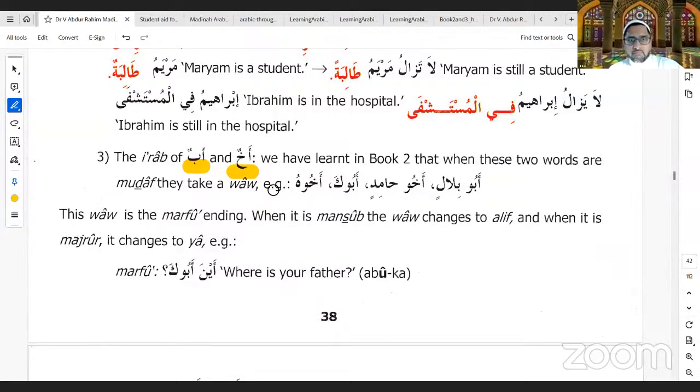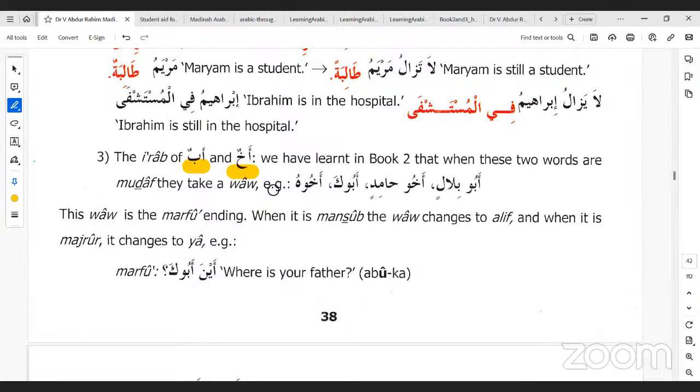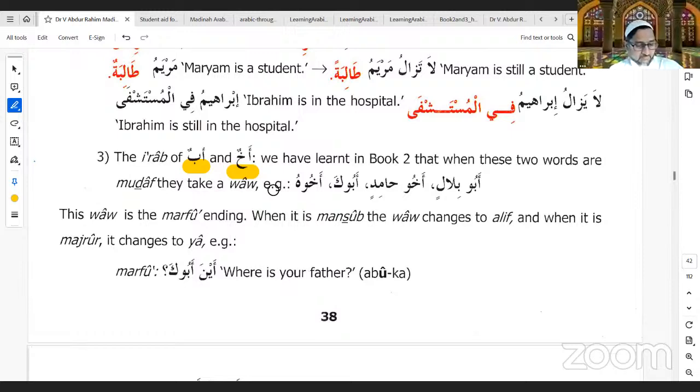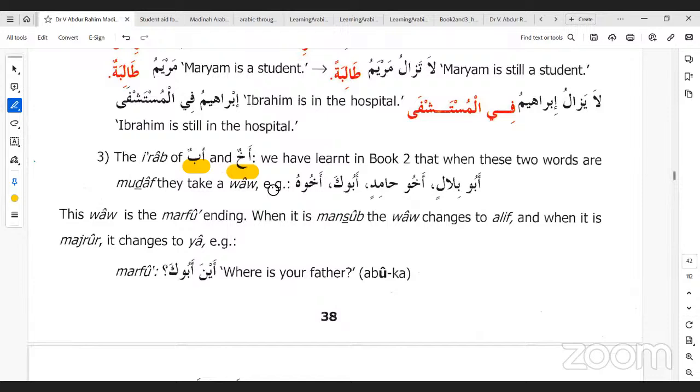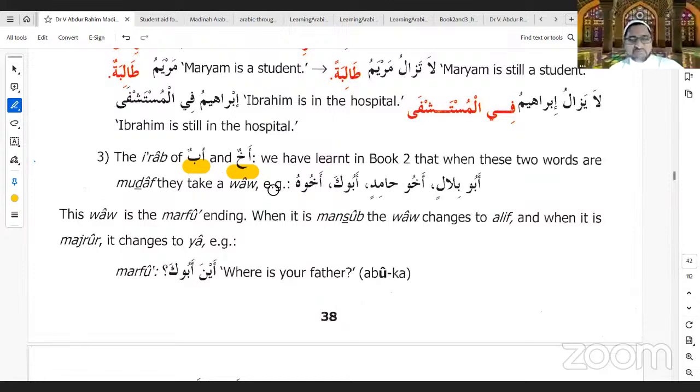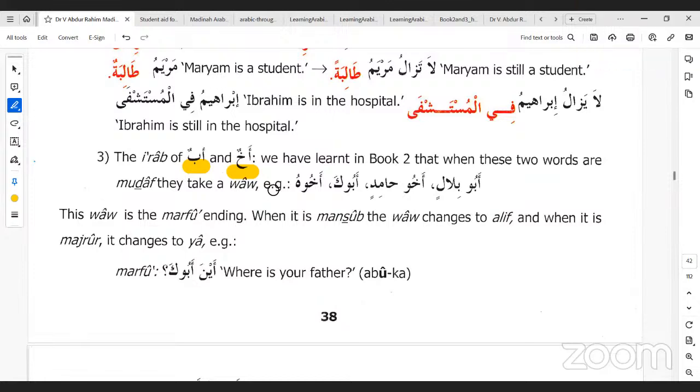And when they come as objects and these nouns are mudhaf, what does the waw change to? If I said, I saw your brother, for example, if I said to Sister Zabunisa, I saw your brother, Ra'aytu, would it be akhuki, or what would it be? Say, I saw your brother. Nope, the waw changes. It will be رأيت أخاك.